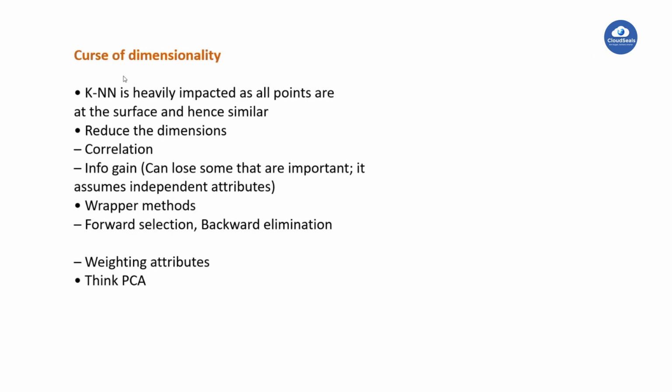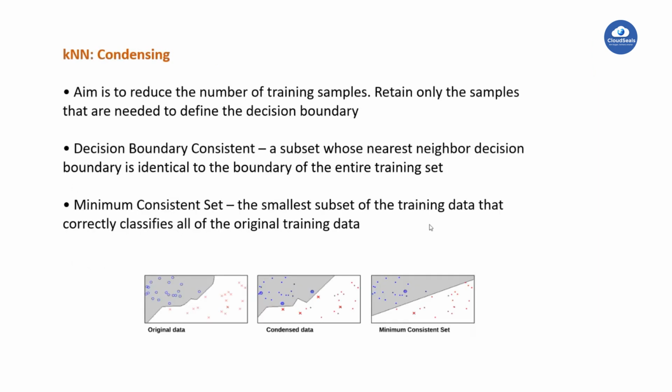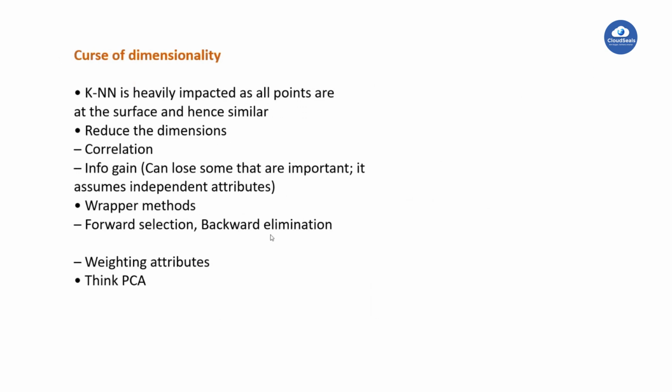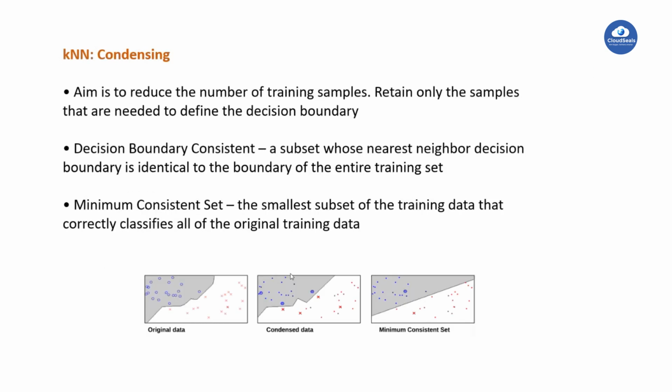Weighting attributes. This is the curse of dimensionality, which means dimensionality reduction. How do we reduce the dimensions? By using PCA. So think PCA. You can recall PCA once condensing. Here I said feature selection, backward elimination. Due to that, what will happen? Let's check. This is the original data we have. This is the condensed data. This is the minimum consistent set.